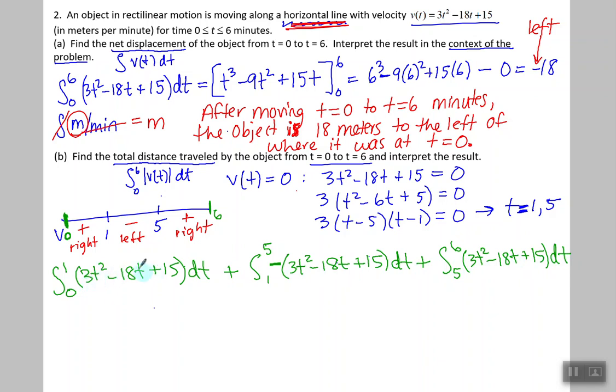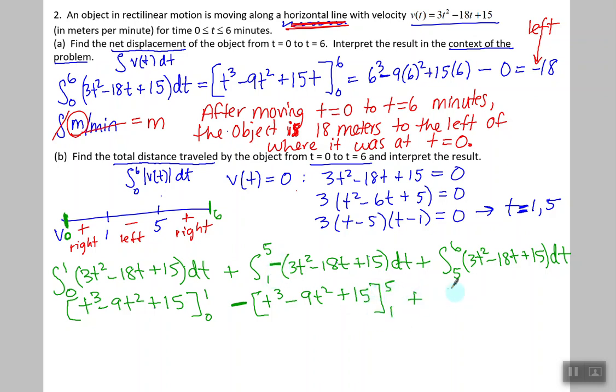So let's proceed. The antiderivative, of course, we did this earlier, t cubed minus 9t squared plus 15t. But this gets evaluated over the interval 0 to 1. The next one, now I might as well, instead of saying plus and negative, just say minus, or I could switch all those signs. And then again, t cubed minus 9t squared plus 15t. This one goes 1 to 5. And then the last interval, still t cubed minus 9t squared plus 15t. Oops, I forgot the t in both of those, I just realized. We'll put those back. And that's on the interval 5 to 6.